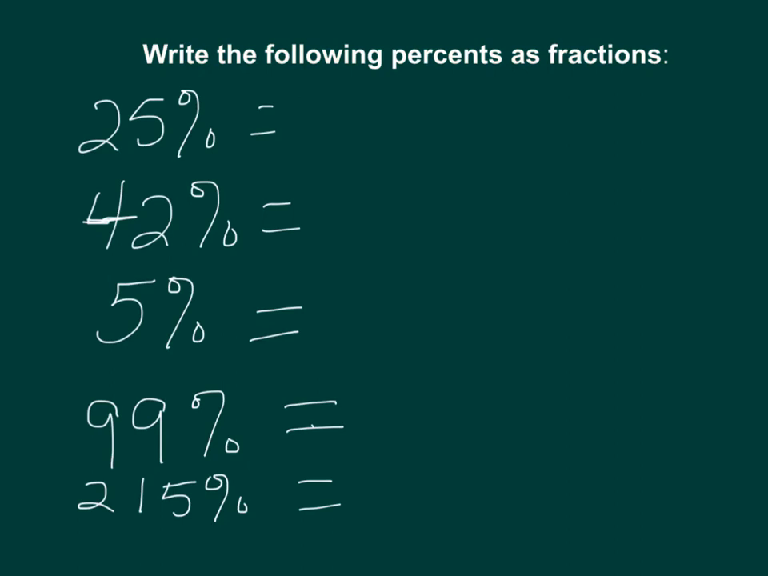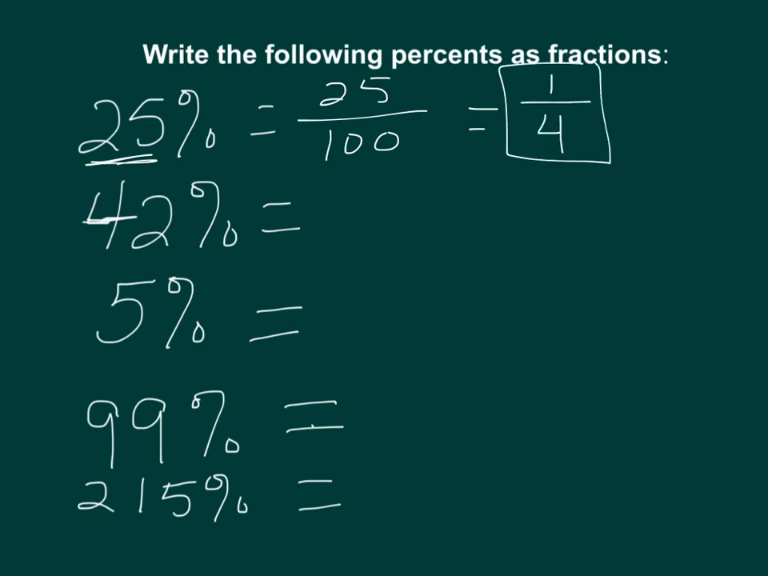So to change a percent to a fraction, all we need to do is take the number of the percent and put it over our total number of percentages in one whole, which is 100. So we rewrite 25%, we put it over 100, and we simplify. 25 divided by 25 is 1, 100 divided by 25 is 4. In simplest terms, 1/4. So 25% is equivalent to 1/4.